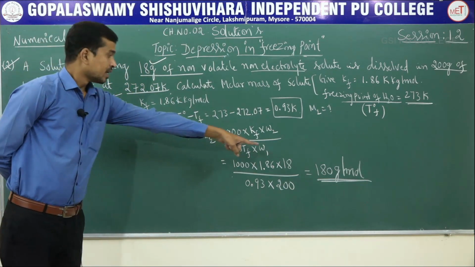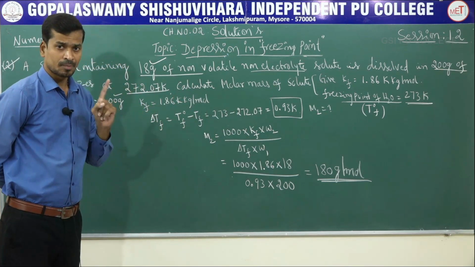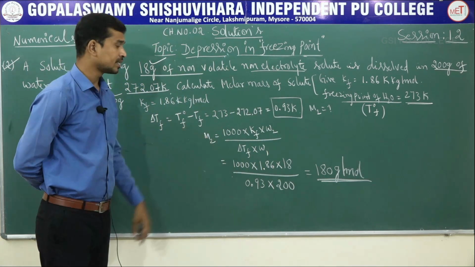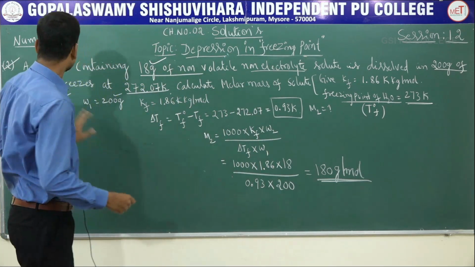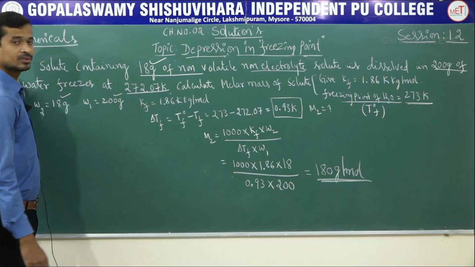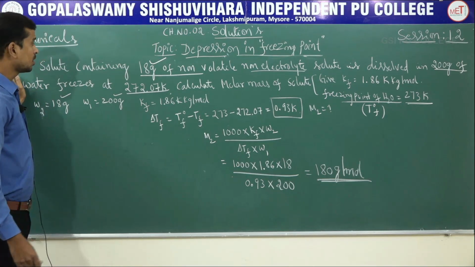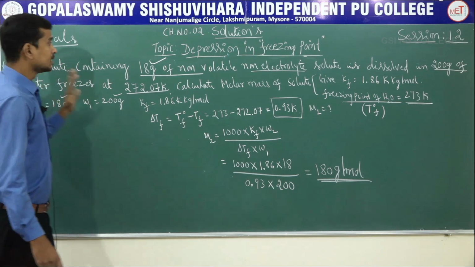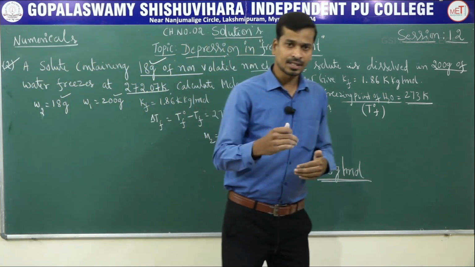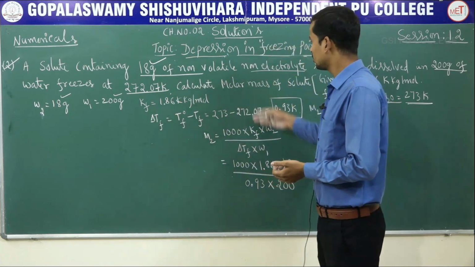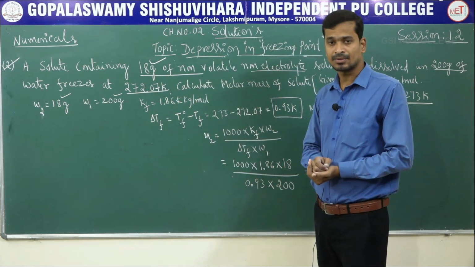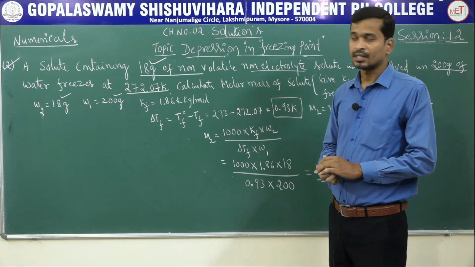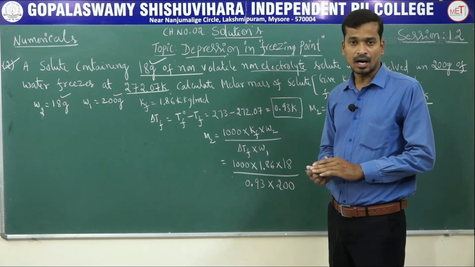You have to write the final answer with unit. This is very important. If you miss the unit, you will lose 1 mark. 180 gram per mole. Clear? These are the possible numerical questions for 3 marks in the board exam. This is depression in freezing point and some important numerical problems. In the next session, you will study the colligative property, osmotic pressure.